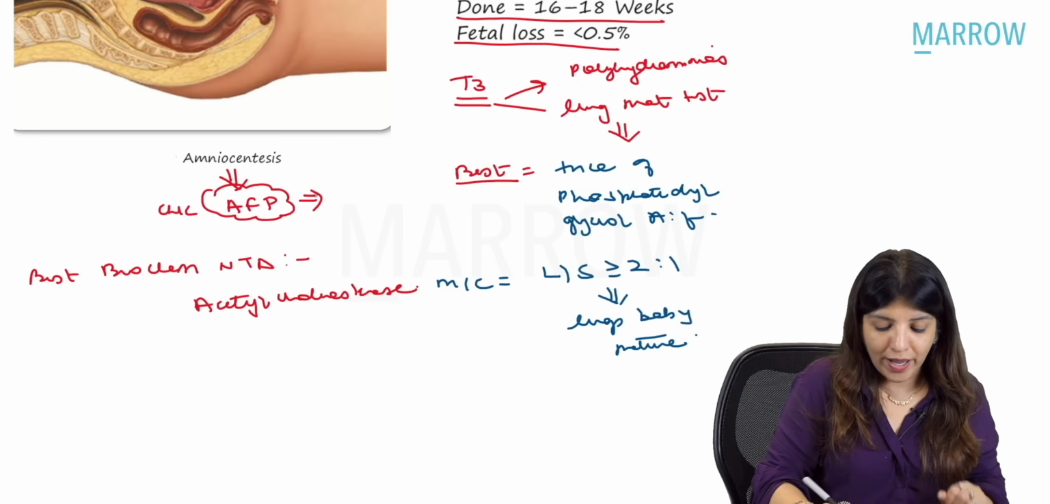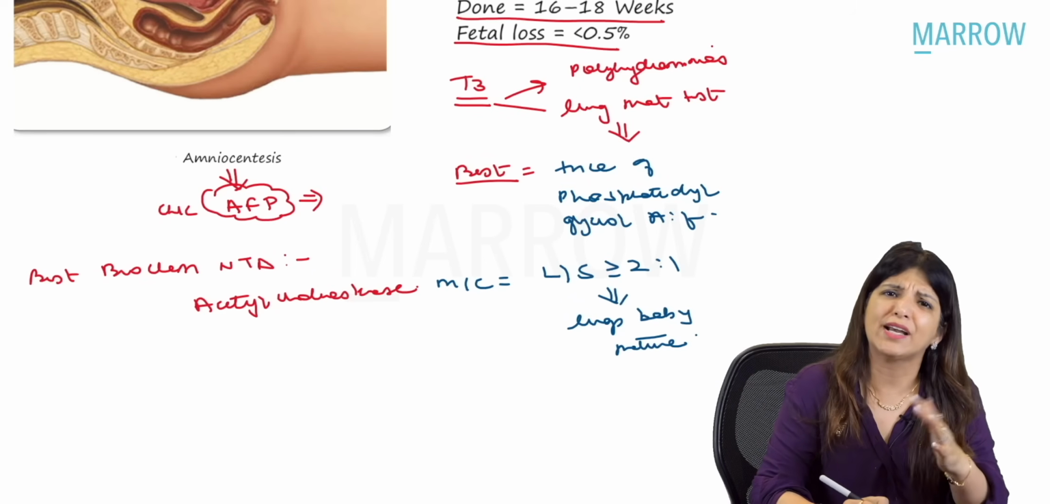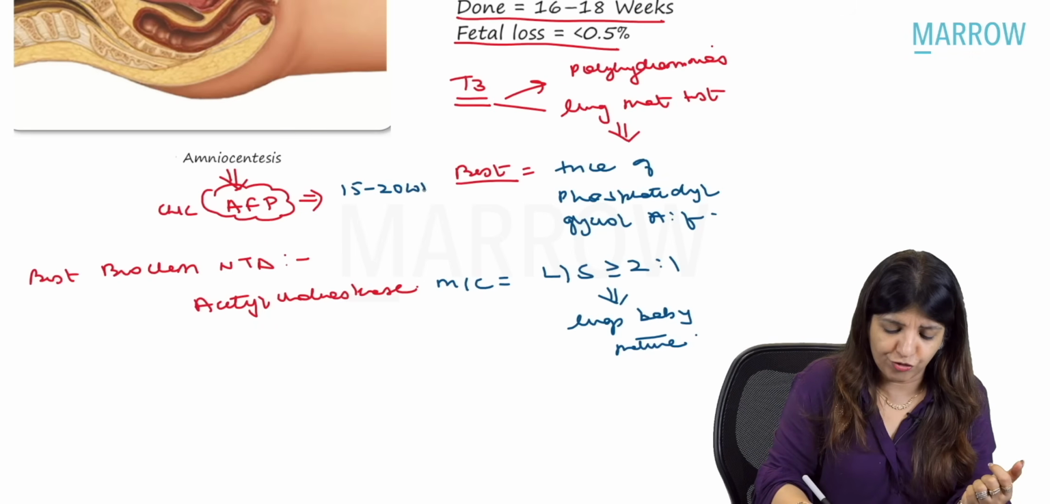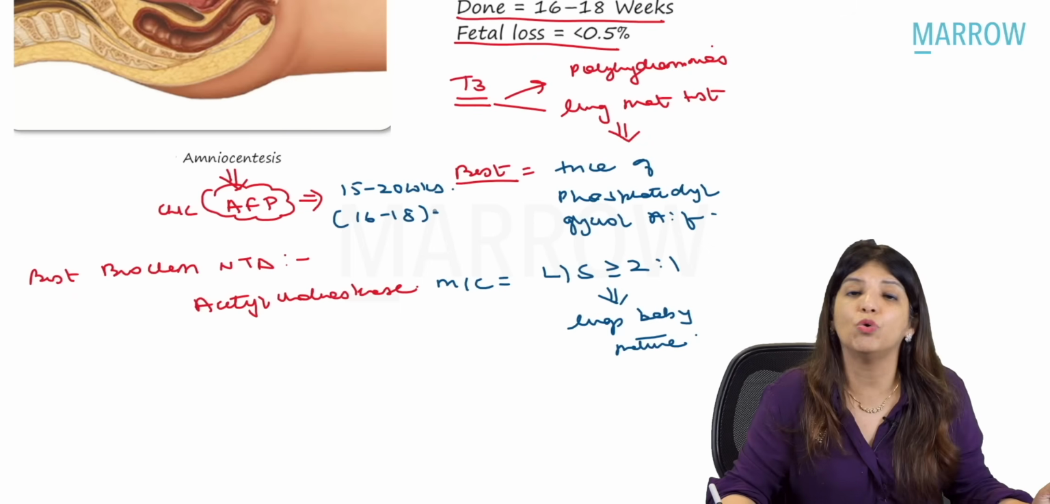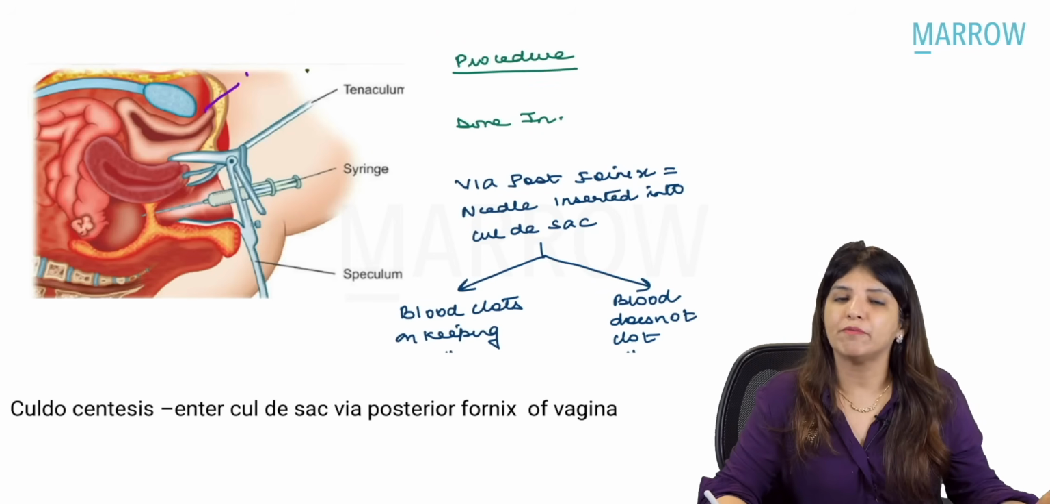Next question is, when should you be measuring alpha fetoprotein? What is the time to measure alpha fetoprotein? Again, the time at which you are doing amniocentesis. That means between 15 to 20 weeks, or the best time is between 16 to 18 weeks. Clear? Now, in this image, what you are seeing?